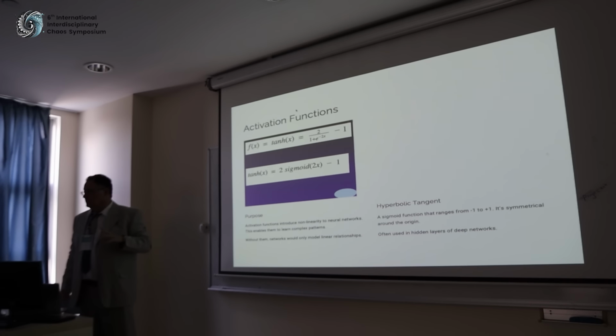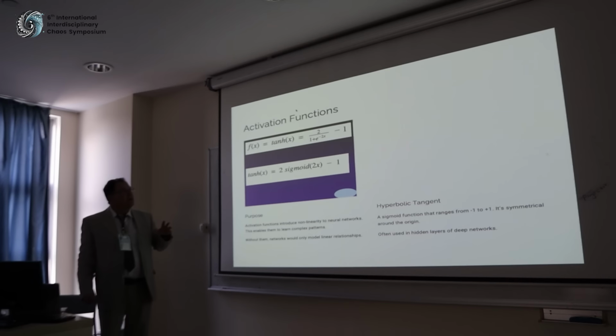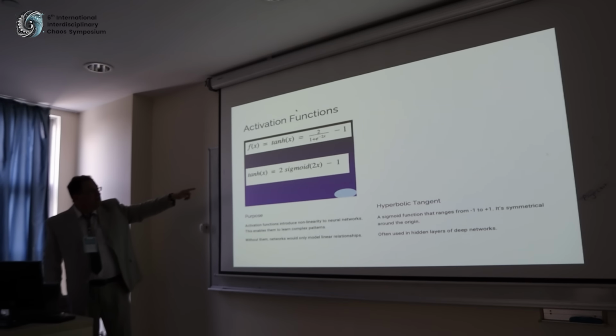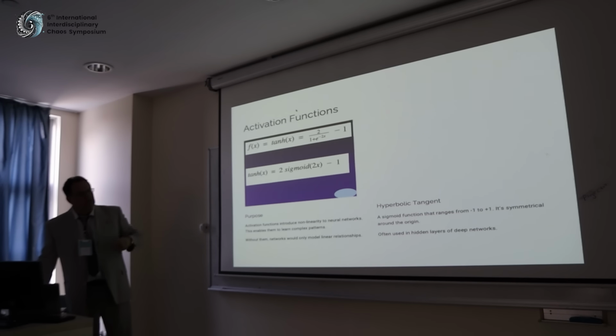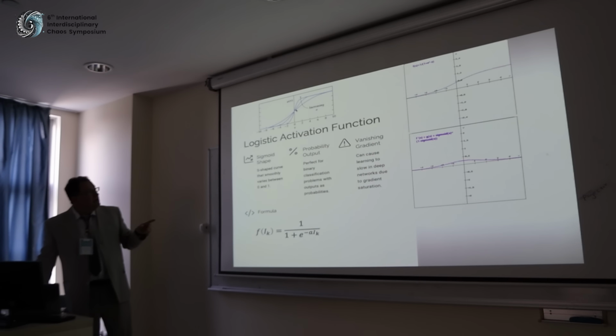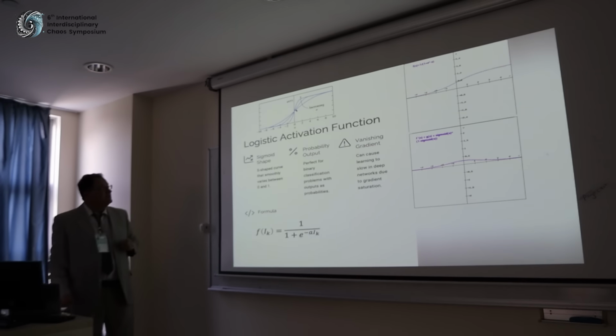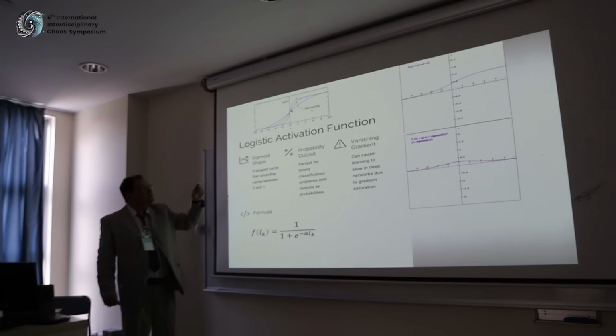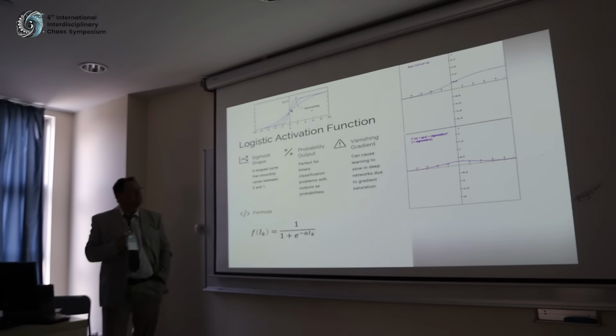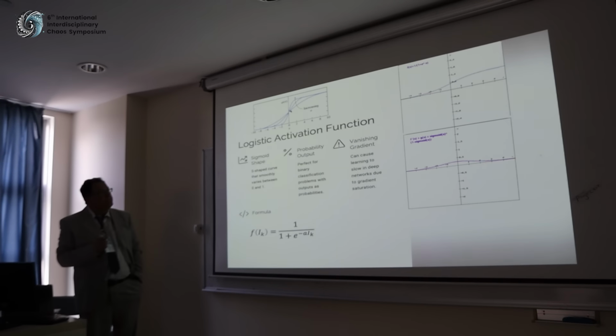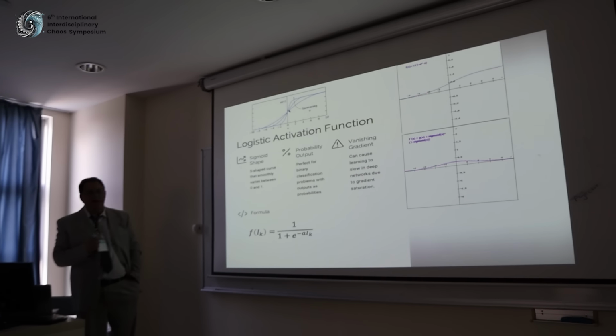There are many activation functions. The most common are the hyperbolic tangent, which is practically a symmetric function that ranges from -1 to +1. The sigmoid or logistic activation function is an S-shaped curve, as you can see, that smoothly varies between 0 and 1. It is good for classification problems, for binary classification problems.